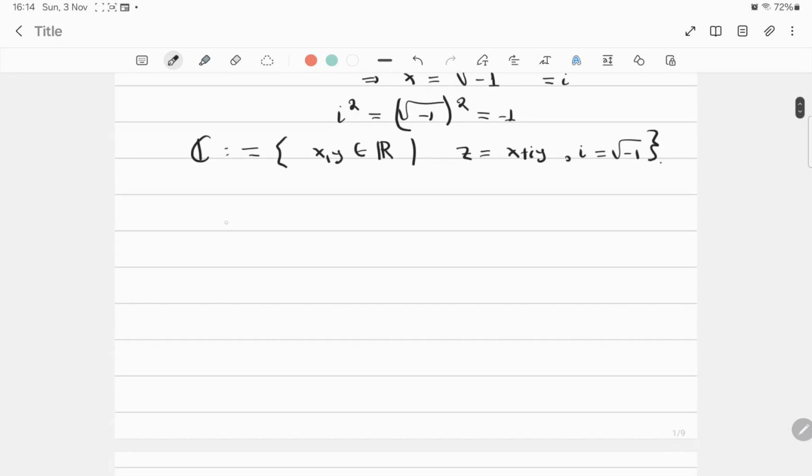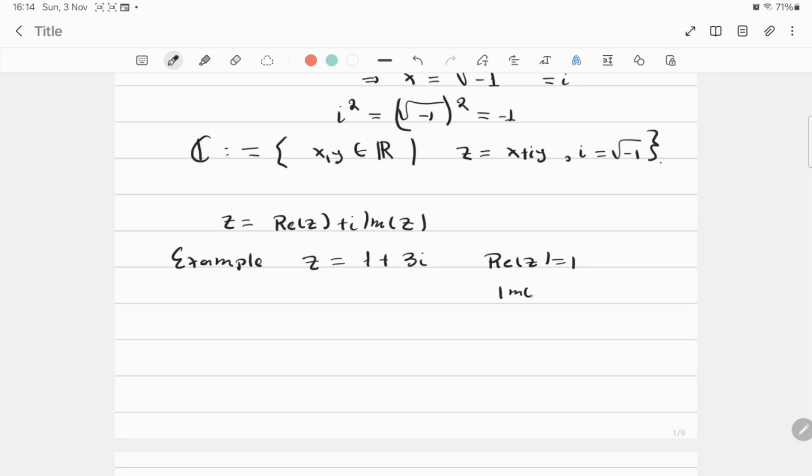So any complex number can be written in this form: real part of z plus i times the imaginary part of z. For example, z equals 1 plus 3i. The real part of z equals 1. The imaginary part of z equals 3.